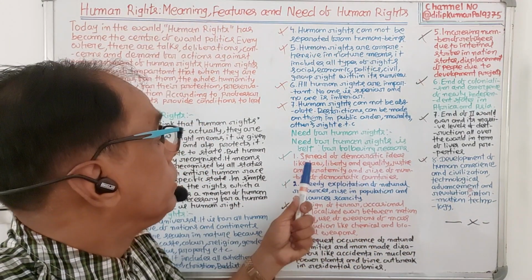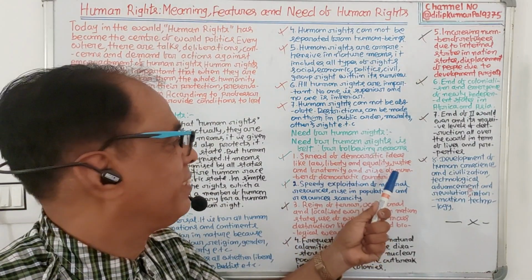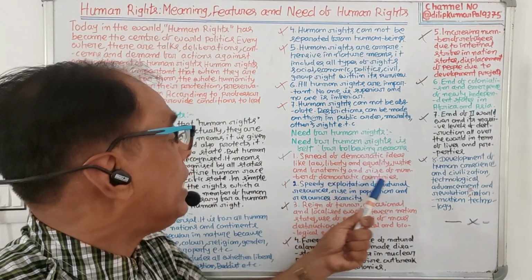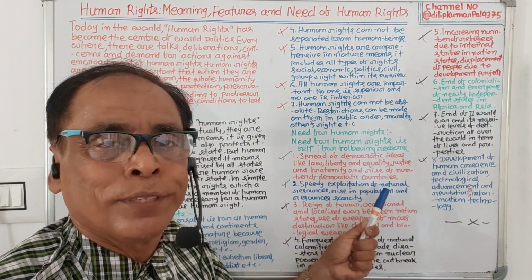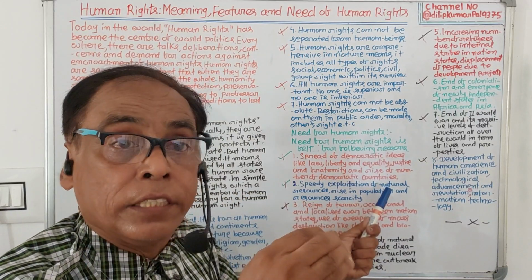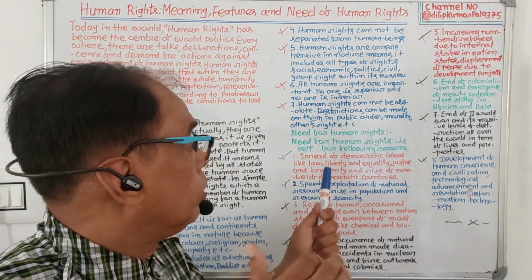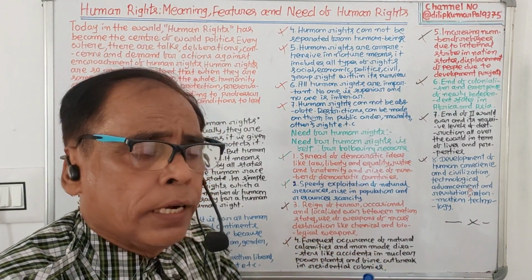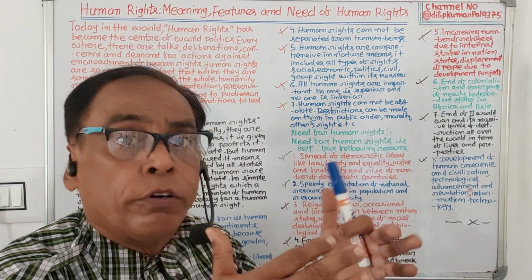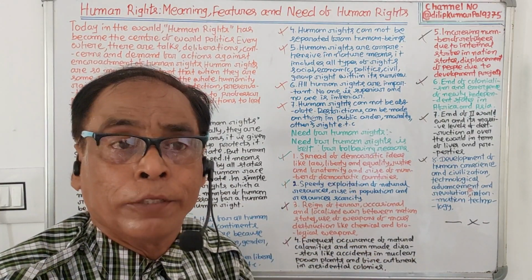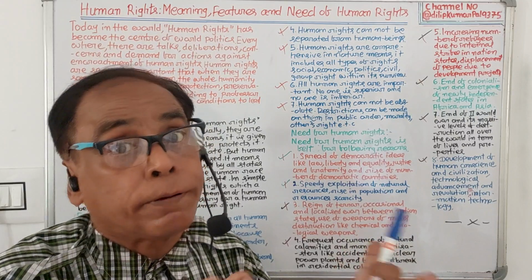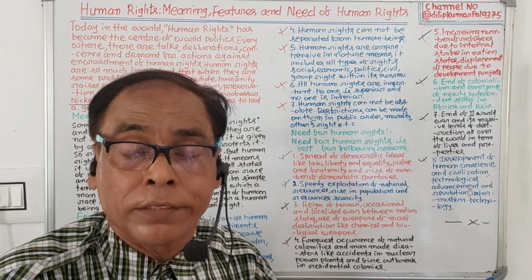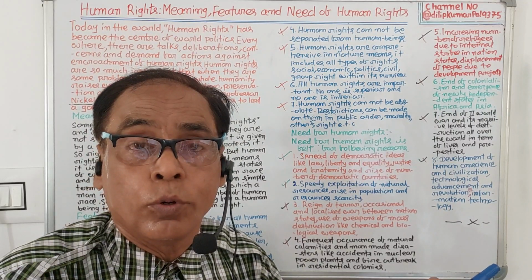Number one, the spread of democratic ideas like law, liberty, equality, justice, and fraternity, and the rise in the number of democratic countries. As democratic ideas and democratic countries have grown in number, the need for human rights is felt, because in democracy, if there are no human rights, there will be no real democracy.